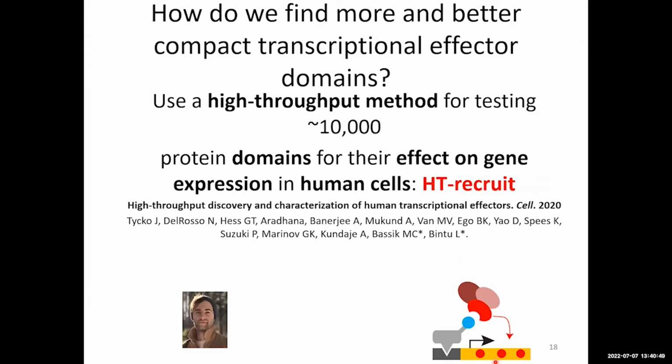Thank you. Yeah. So how do we find better and more compact transcriptional effector domains? I'm going to talk about this method that we developed recently, published in 2020, where we use a pooled method to test about 10,000 protein domains in one pot for their effect on gene expression in human cells. This was developed by a graduate student, Josh Tycko, who is joint between my lab and Mike Bassik's lab.